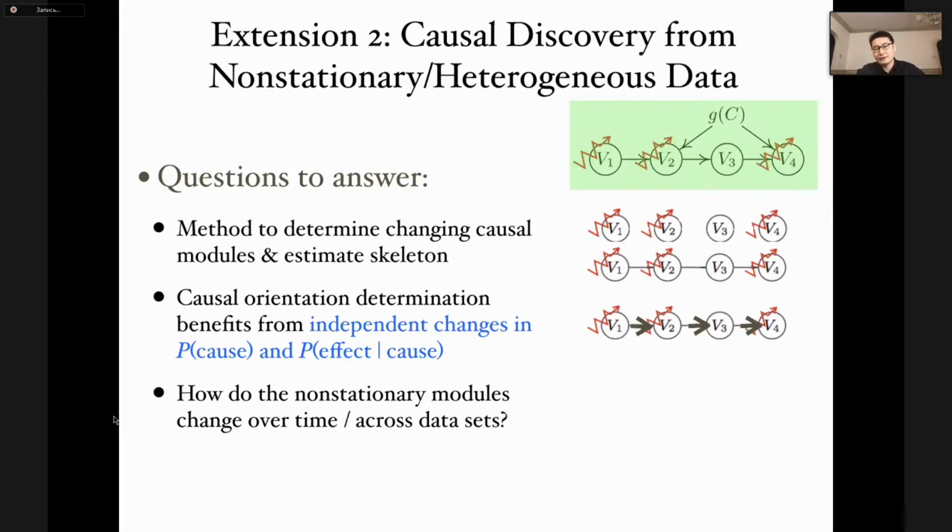And finally, if you know that the causal mechanism for a certain variable changes over time across domains, you want to find a low-dimensional representation of the changes, right? To see why and how the mechanism changes. So we developed a non-parametric method known as the kernel non-stationary driving force estimation to find such a representation.